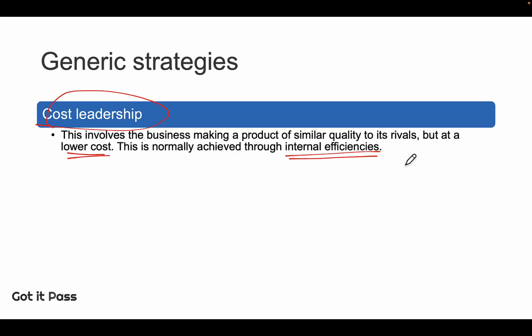One example of cost leadership is a big chain like McDonald's. It has a lot of outlets in the market. It is one of the biggest fast food shops in the world. The internal efficiencies or the economy of scale helps McDonald's to achieve the lowest cost as compared to its rivals. So it is one example of cost leadership.